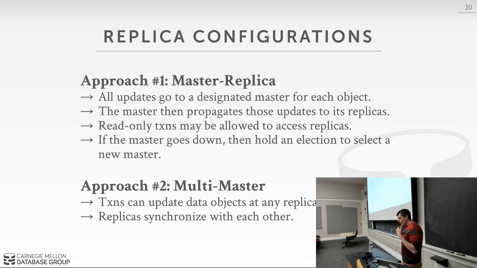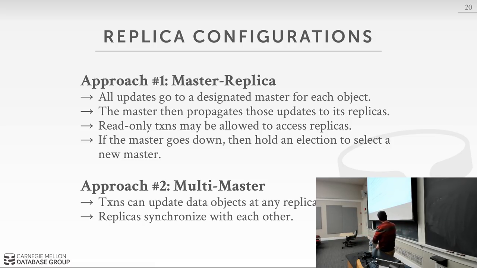If we have any read-only transactions, depending on how we configure the system, they could read on the replicas. We can offload the read requests to the replicas, but all the write requests always have to go to the master. And then if the master node goes down, we run Paxos to do a leader election, proposing that this replica is now the new master. If everyone agrees, then it gets promoted as the new master.